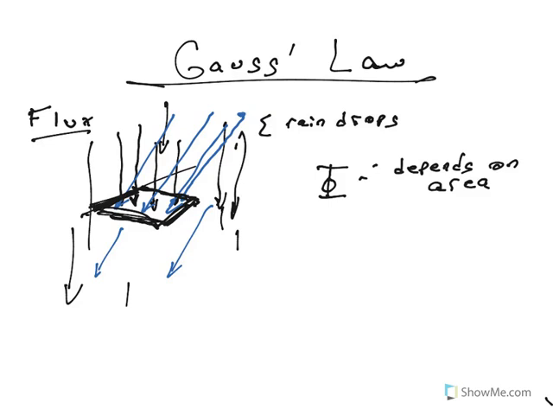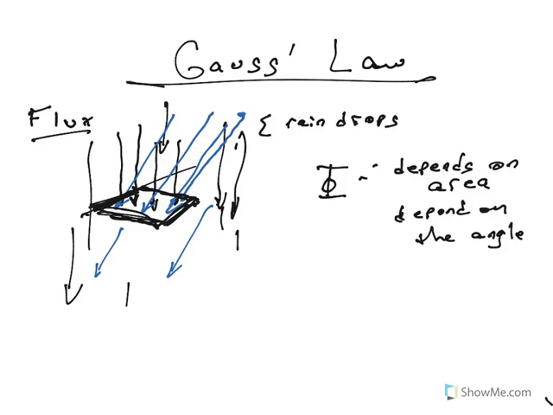Also, if all the rain is coming nice and perpendicular to this region, then we're going to get a lot more. But if the rain is coming in at an angle, then a lot of the rain is going to miss just because it's not coming straight down, it's coming at an angle. So it should also depend on the angle. Okay, that makes logical sense.